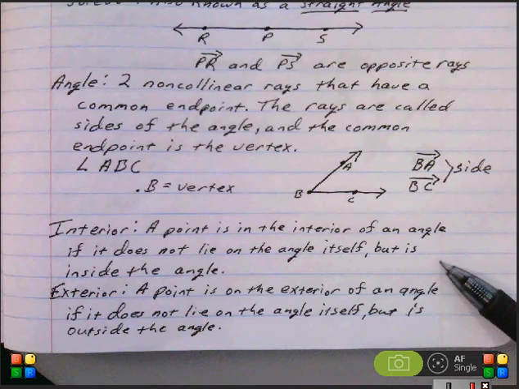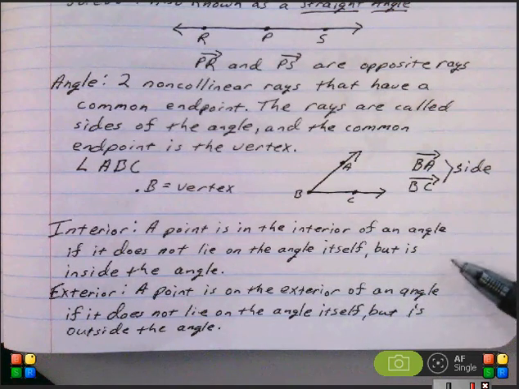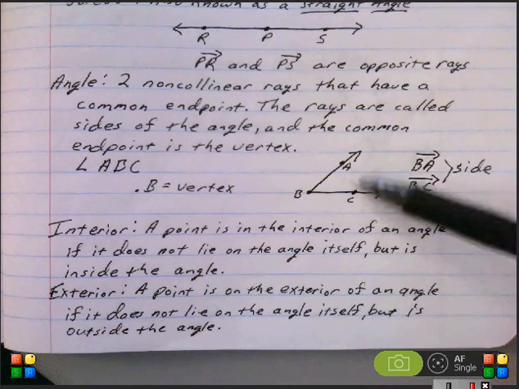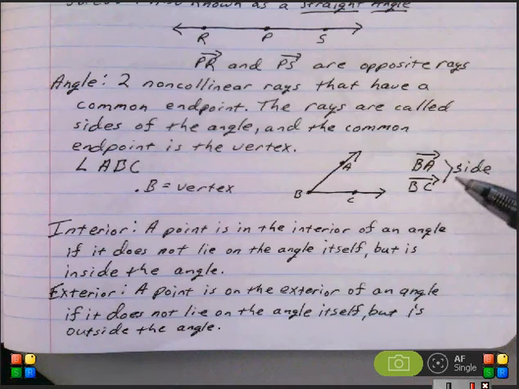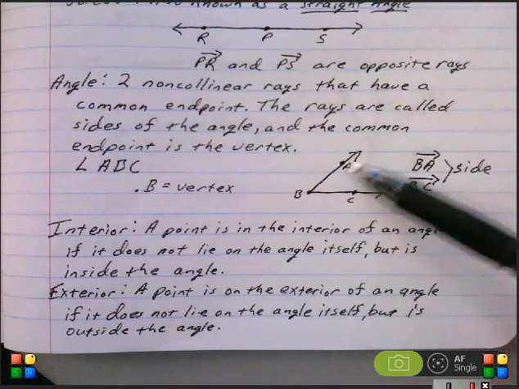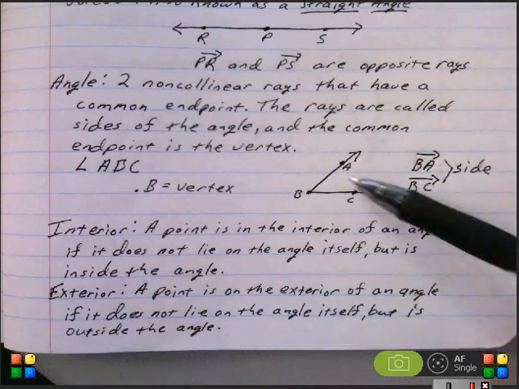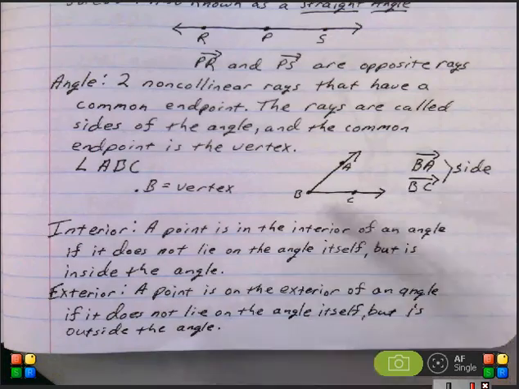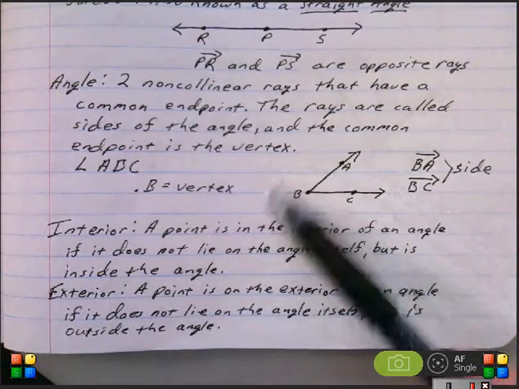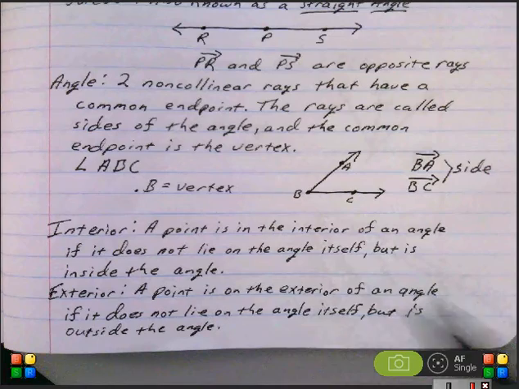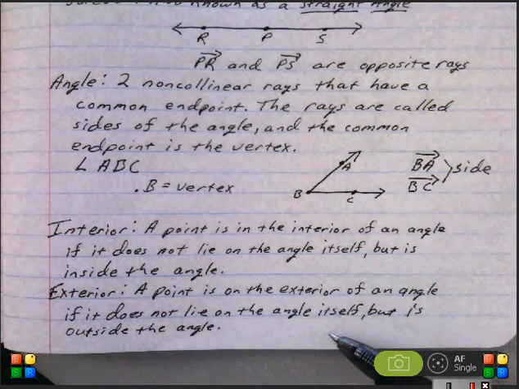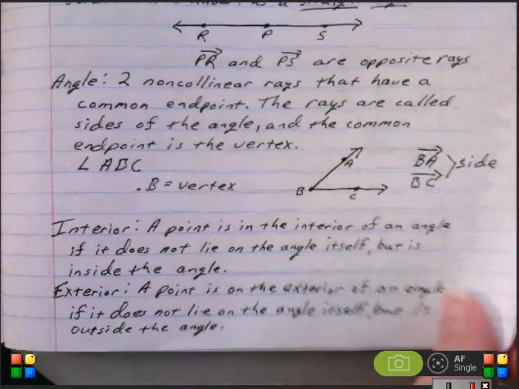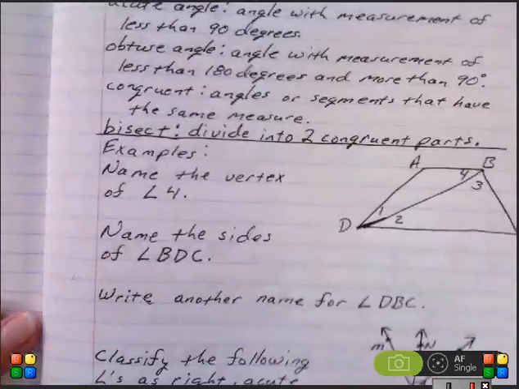Next, we have interior and exterior angles. Interior just means that it is inside of our angle, so somewhere in here. A point is in the interior of an angle if it does not lie on the angle, but is inside of it. Okay, so not something that's on it, but actually inside of it. And exterior is when we have something on the outside of our angle. So a point is on the exterior of an angle if it does not lie on the angle itself, but is outside of the angle. I said we had several of these, so let's keep going.